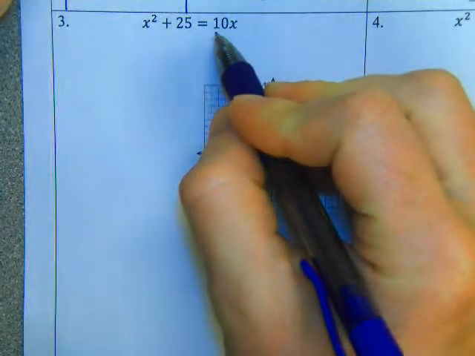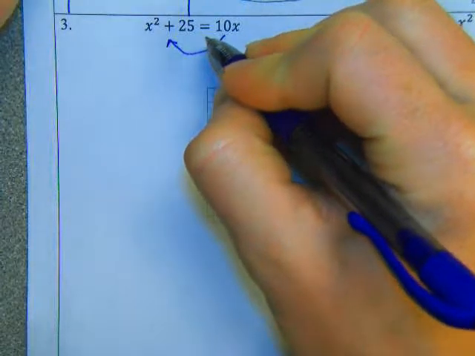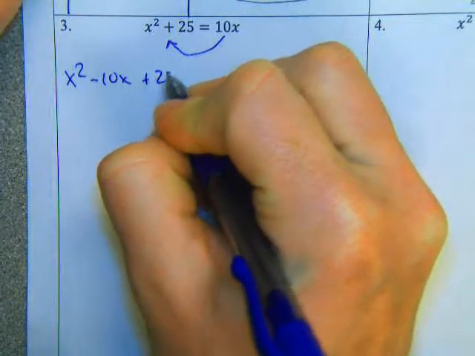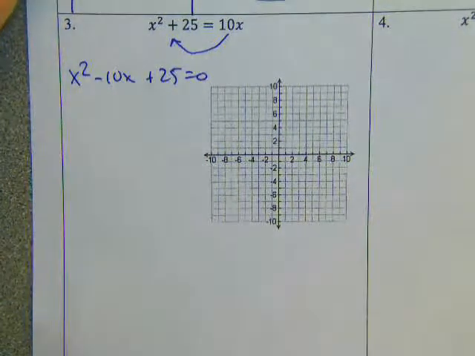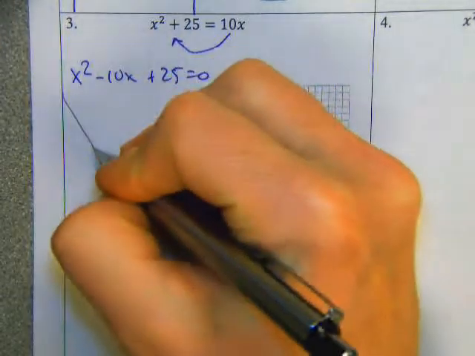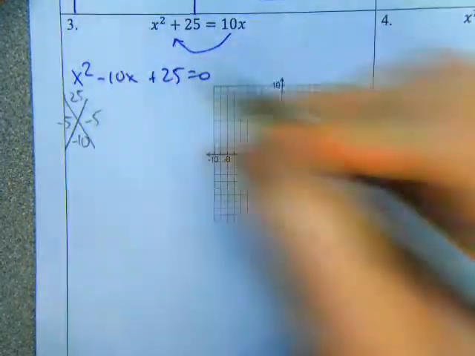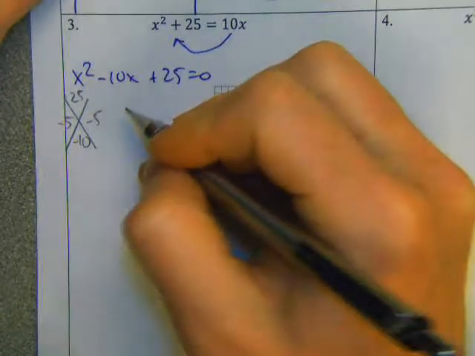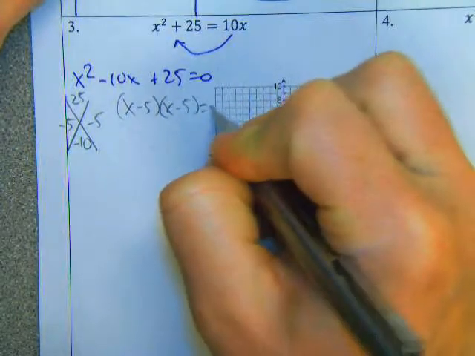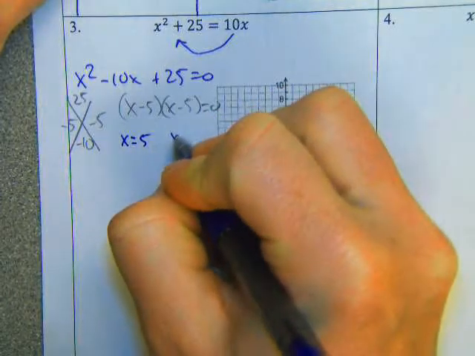Alright, this one is not equal to 0, so I'm going to bring this over, and remember I've got to put it in descending order. So x squared minus 10x plus 25 equals 0. That's an easy factor. That's actually a perfect square trinomial pattern. I'll diamond it just to show you, but that's what you get. So when you factor, you get x minus 5, x minus 5, set each one equal to 0. Well, x equals 5 and x equals 5.